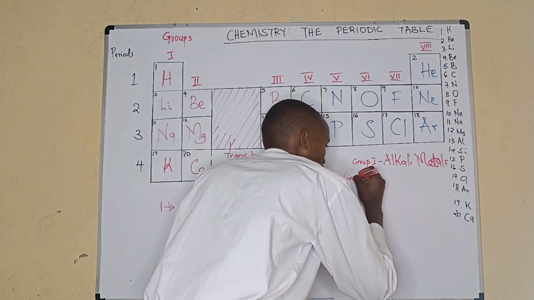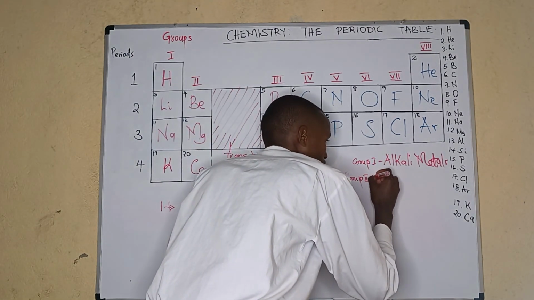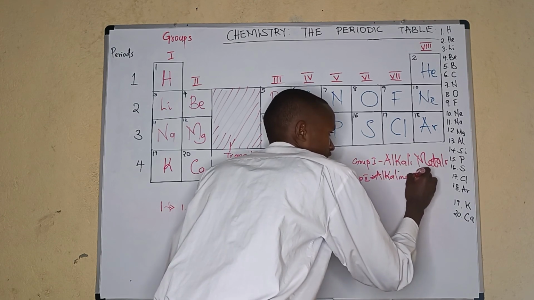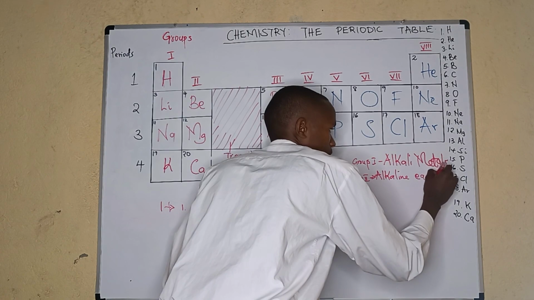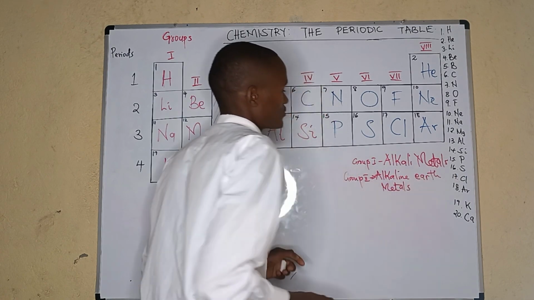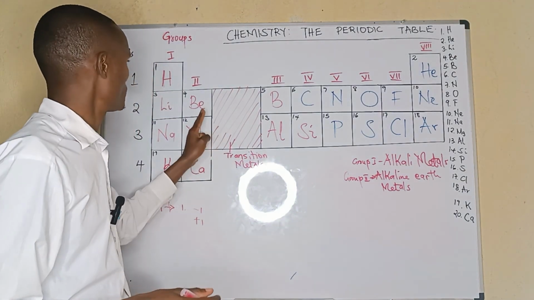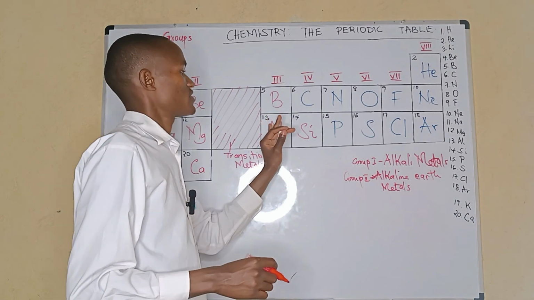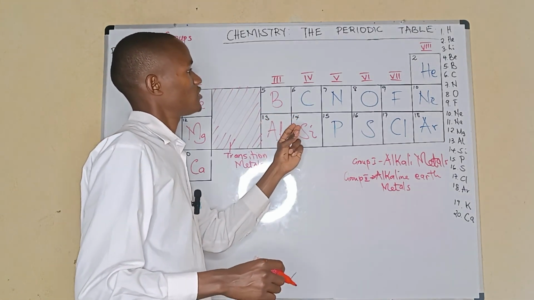Group 2, alkaline earth metals. Then we have group 3, no specific name for them. Group 4, no specific name.